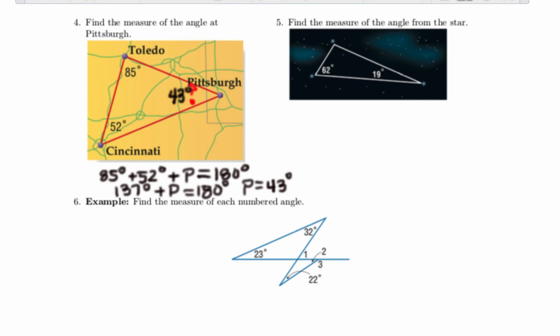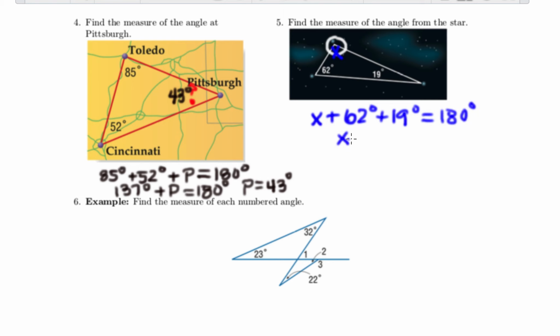Now this is a really bizarre question to ask. Find the measure of the angle from the star. I am talking about this right here, this angle. How much is this angle? So we're going to do the same exact premise. We're going to add up all the angles because they're all on the inside. So this angle here, the one we don't know, we'll call this guy x. So we're going to say x plus 62 plus 19. So write this down: x plus the 62 degrees plus the 19 degrees. All of those angles have to add up to equal 180 degrees.